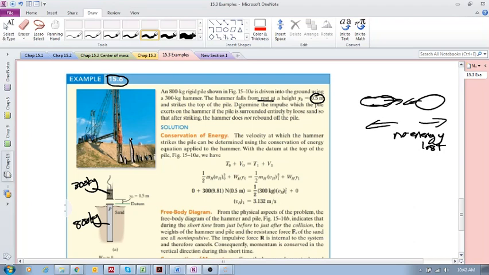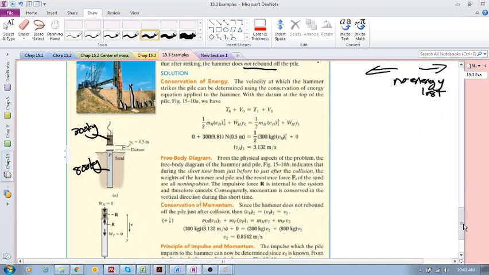Now listen, determine the impulse which the pile exerts on the hammer if the pile, this is the pile, is surrounded entirely by loose sand, so that after striking, the hammer does not rebound. Okay, so it hits the pile and then they move together. So they start off as separate particles at state 1, then at state 2, after the collision, they move into the sand together.